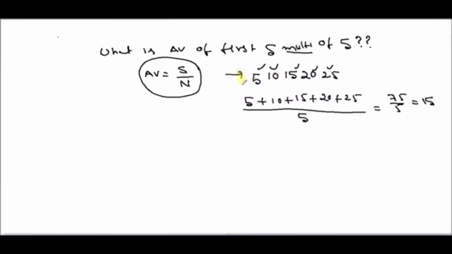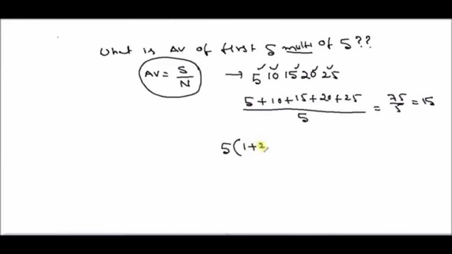But you need not find it in this way. Simply you can say, since 5 is common for all the multiples of 5, I can take it in this way: 5 into the first multiple of 5, that is 1. 5 into 1 is 5. So I'm taking 5 as the common.